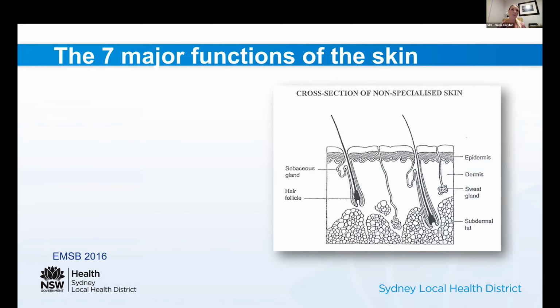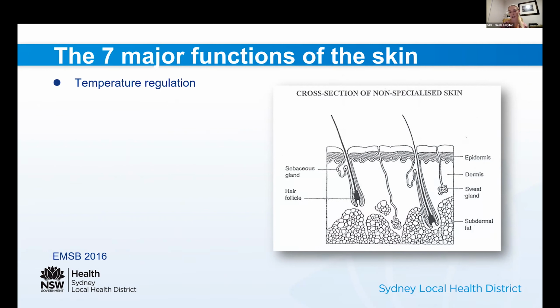Okay, so I thought we'd also back up a little bit and talk about the major functions of the skin, because the 7 major functions of the skin are affected not only in the first instance of sustaining a burn injury, but also long-term as well. The skin plays a very important part that can be disrupted during a burn.